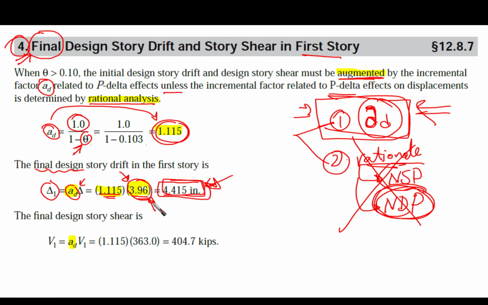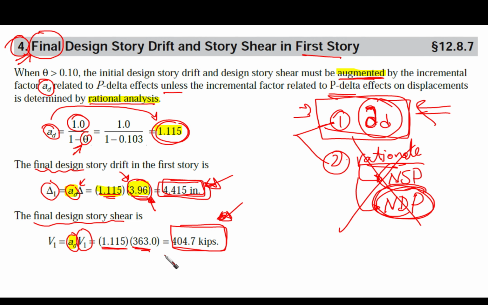So whenever we are going to check now, we should use this value, the final design story drift, not the initial design story drift. Okay? And then the final design story shear is going to be A_d times V_1, 1.115, an increase of 11.5% times the initial story shear. Now we have another, final design story shear. This one should be used for our design and the design checks.